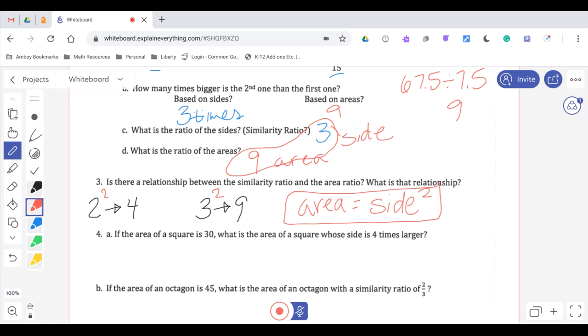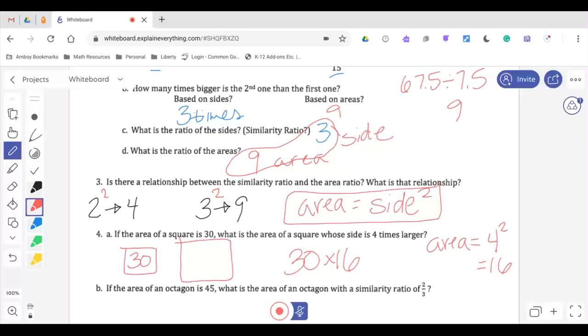Okay. So then in question 4, if the area of some square is 30, what is the area of a square whose sides are 4 times larger? Well, if I want to know what their areas are going to be, I have to take their side, 4, and square it, which is 16. So now I'm going to take 30, my area, times the ratio of 16. And I get 480.